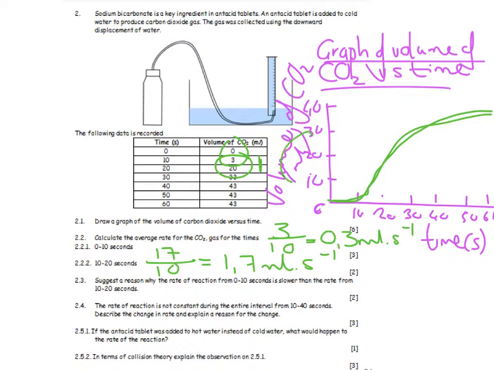Notice the unit is always just what's on the y-axis per what's on the x-axis. Suggest a reason why the rate of the reaction from 0 to 10 seconds is slower than the rate from 10 to 20. You could have given me two different answers.